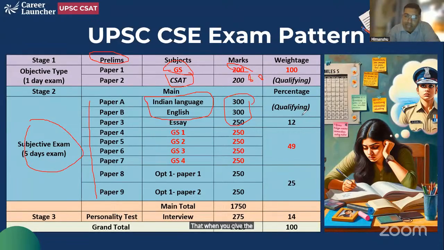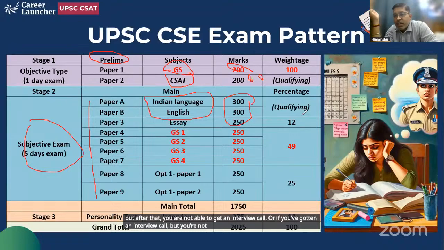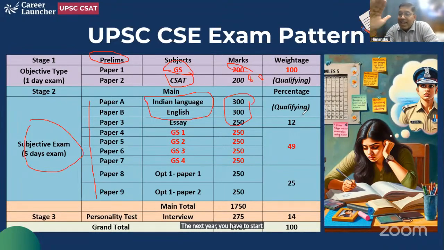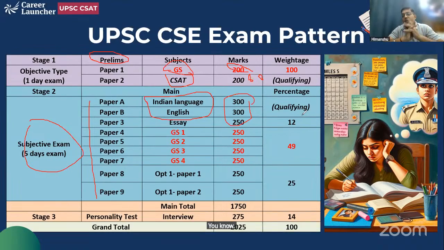Another important thing that you need to note down here is that when you give the examination in any year, whatever stage you reach, let's say you've gone to the main stage but after that you are not able to get an interview call, or you have gotten an interview call but you are not there in the final select list, the next year you have to start from scratch. You have to start again from the prelims examination. You will not get any kind of plus point based on your previous year performance.